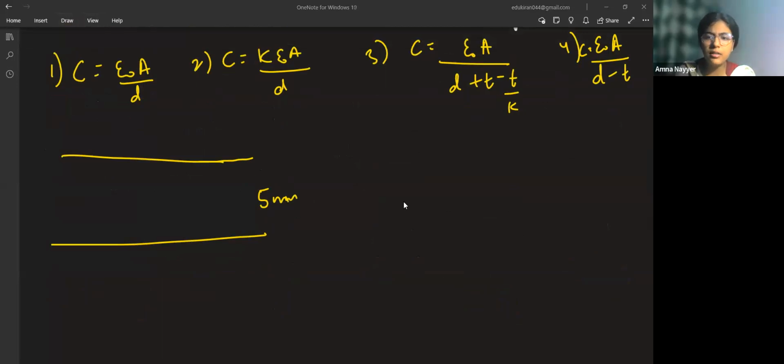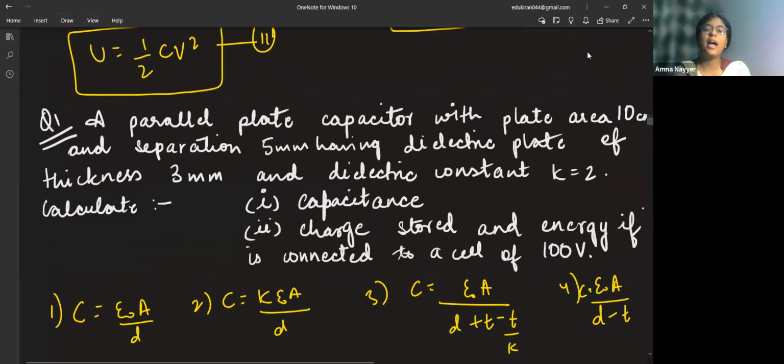Madiha changed her answer from 4th to 3rd. So separation between the plates is 5th. Now Shahid is also saying 3rd. Now having dielectric plate of thickness 3 millimeters. So if the separation between plates is 5 millimeters and the dielectric slab is 3 millimeters, it means the slab is less thick as compared to the separation between the plates. Chavez also 3.